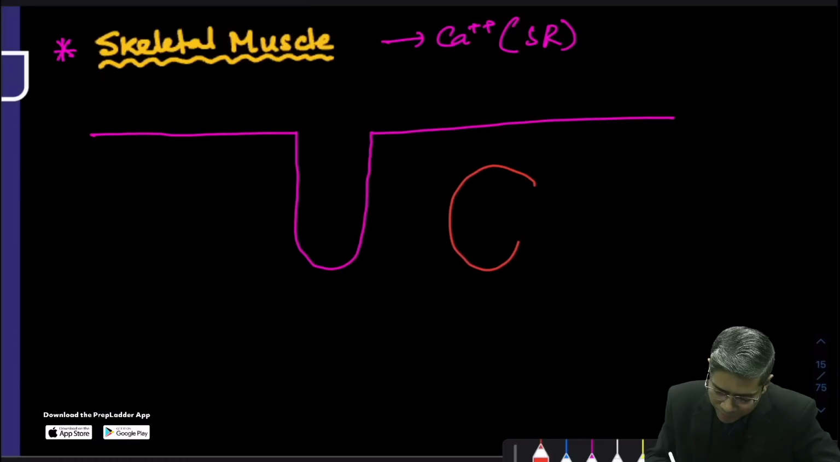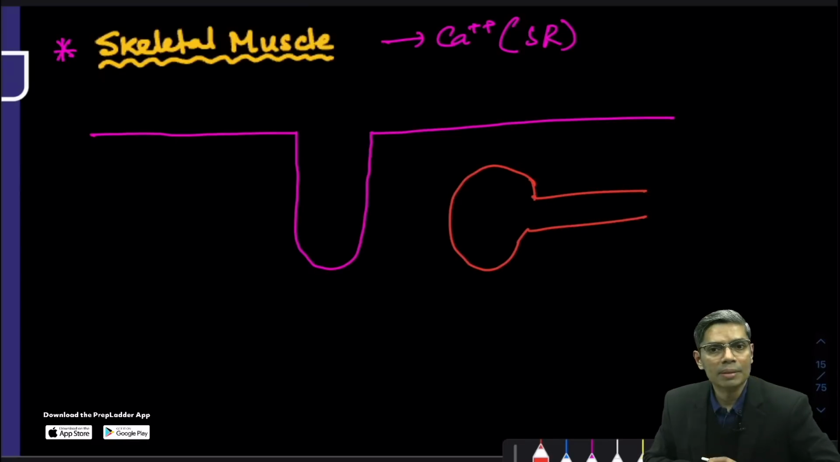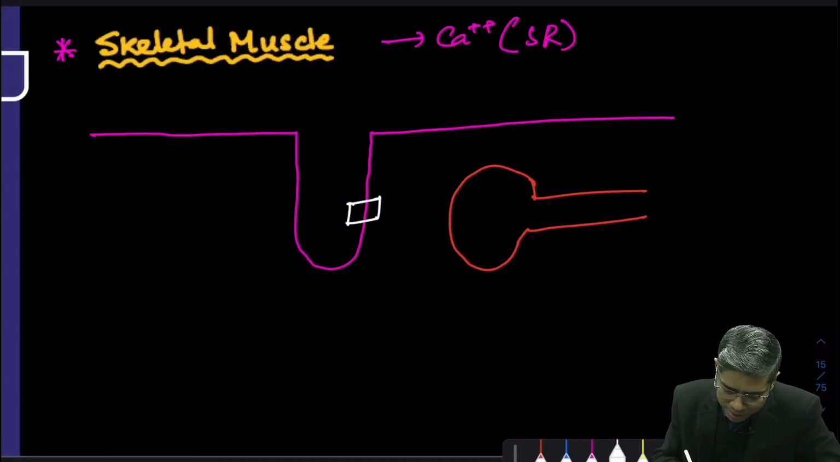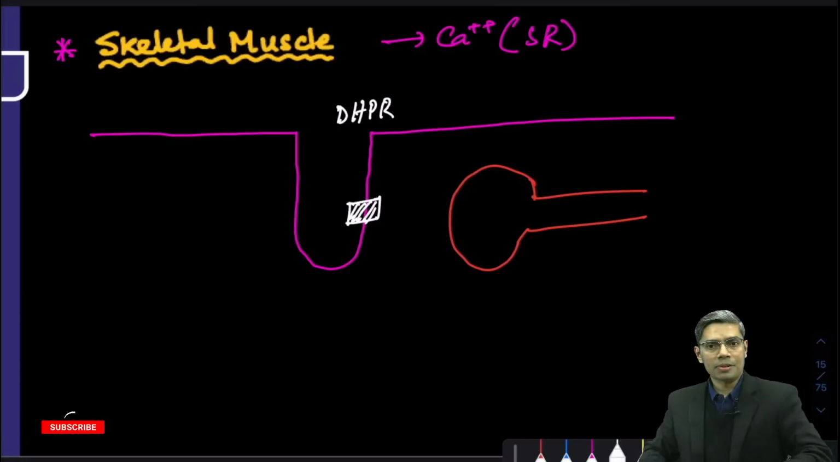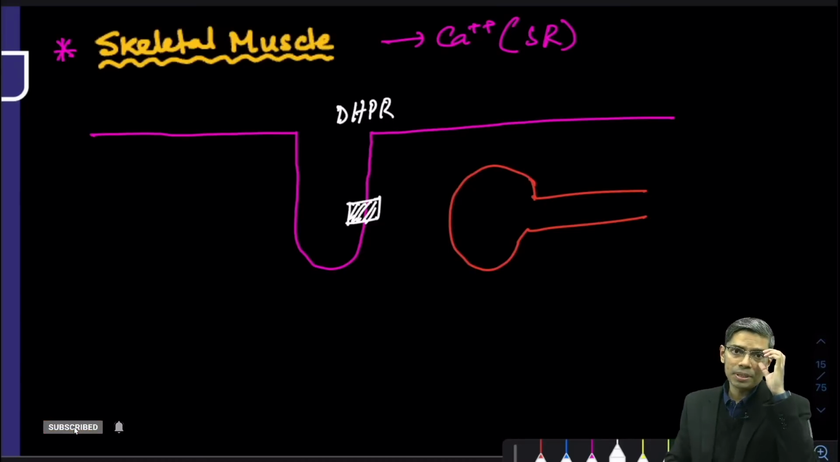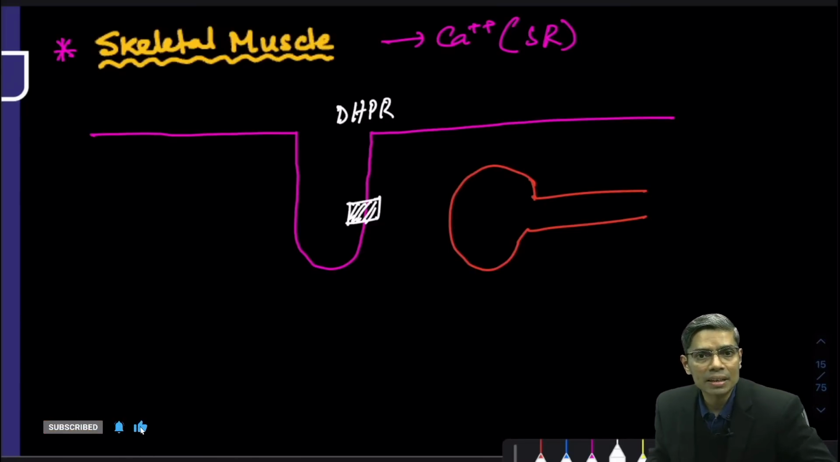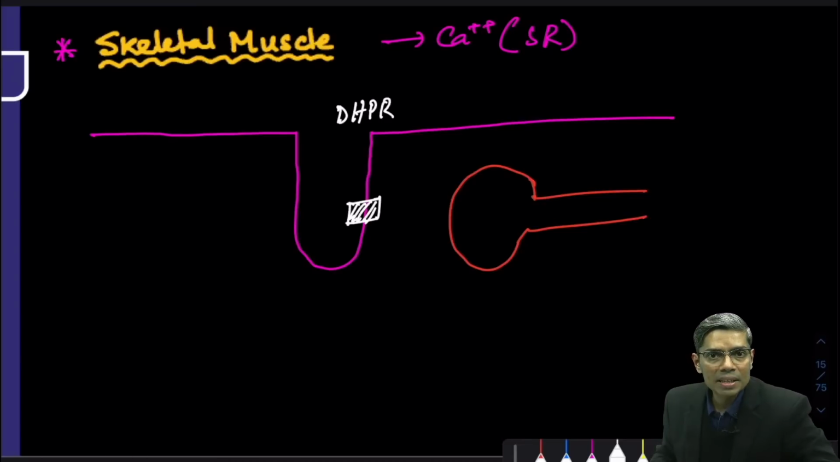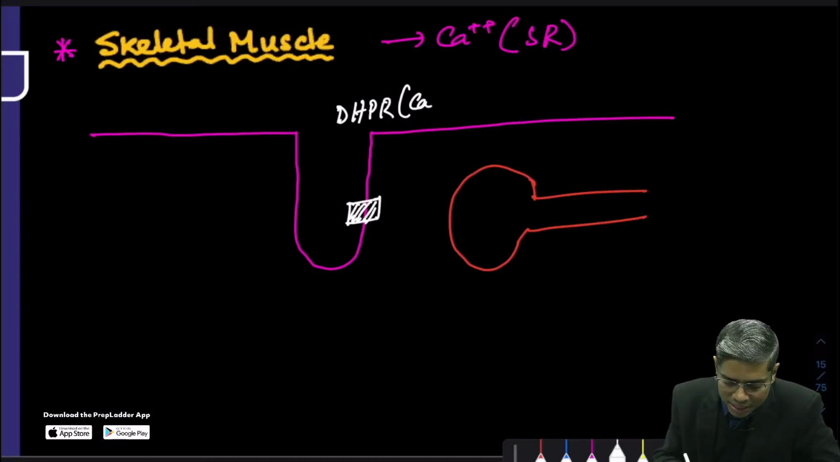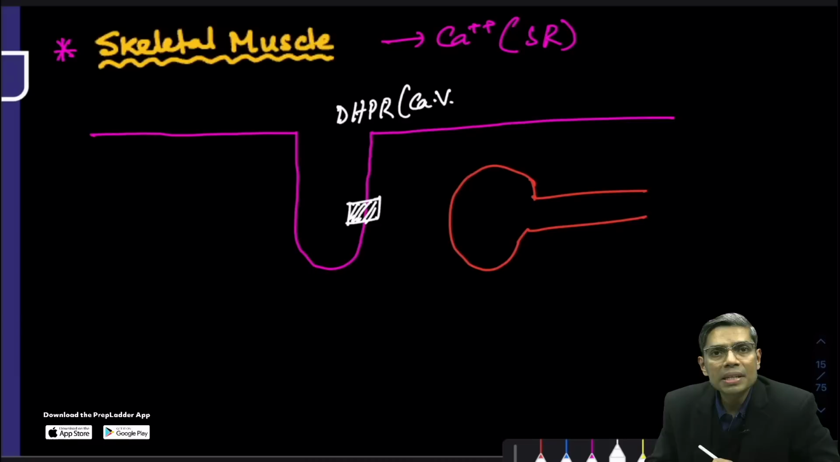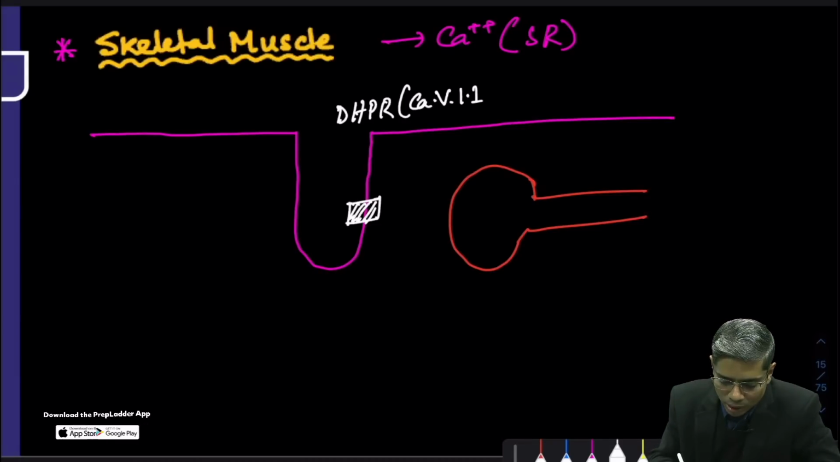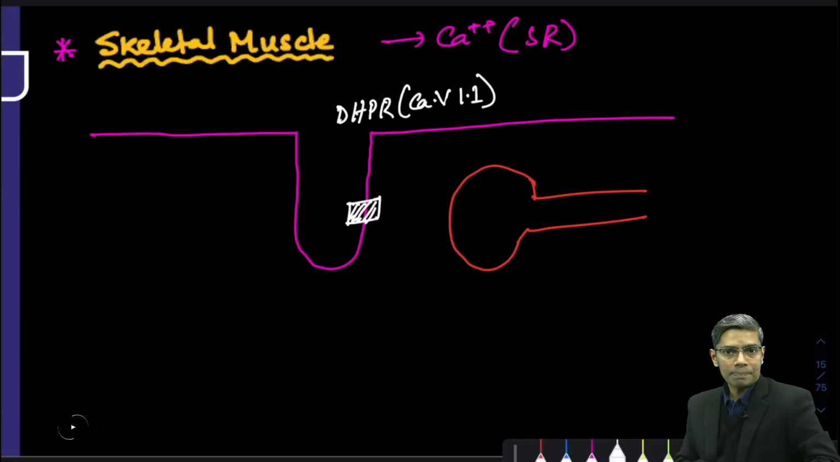And there will be a sarcoplasmic reticulum. All of you know this. Now the channel present on this T tubule membrane is known as the DHPR, the dihydropyridine receptor. This is a calcium channel, a kind of voltage gated calcium channel, which is why it is written as CaV. Ca stands for calcium, V stands for voltage gated, CaV 1.1. This is the recent naming of the DHPR channel.